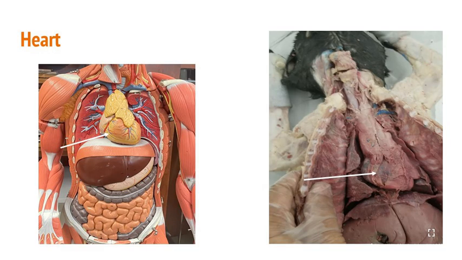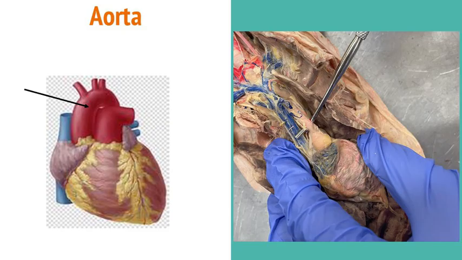Now we have the heart, and I know you know a lot about the heart, so I'm not really going to say much about it. But the main function is to pump blood and oxygen around the body and deliver waste products such as carbon dioxide back to the lungs to be removed.